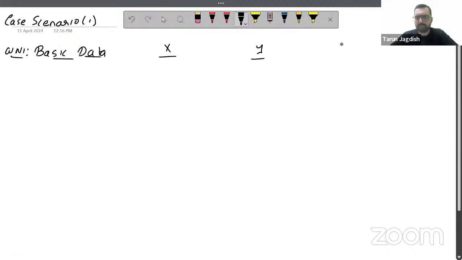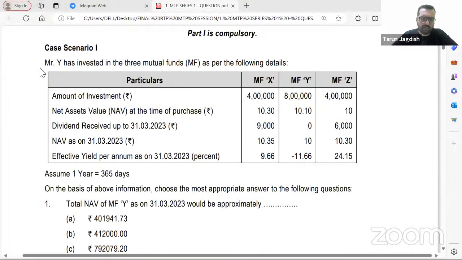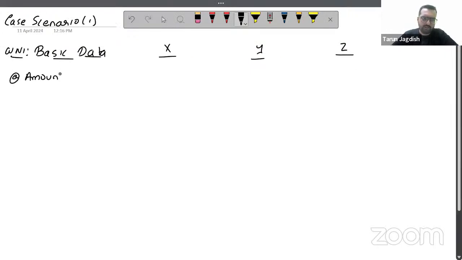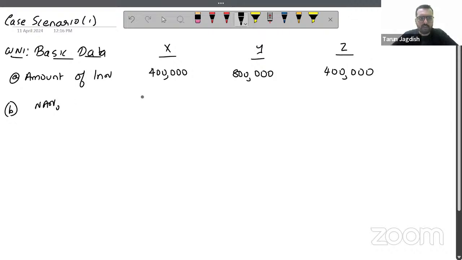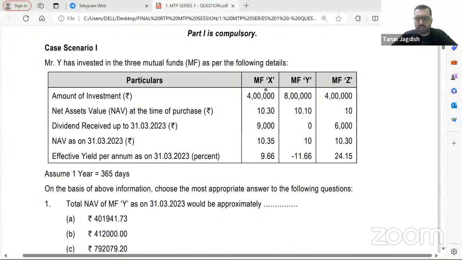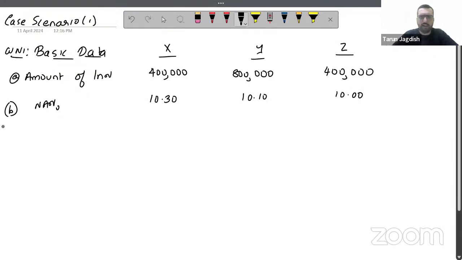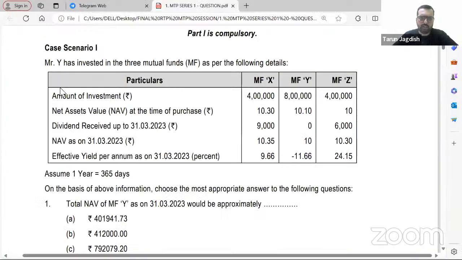Mutual fund X, mutual fund Y, and mutual fund Z. Here you will have the amount of investment. That is 4 lakhs, then you have 8 lakhs, and the third one is again 4 lakhs. NAV at the time of purchase, NAV 0, is how much over here? 10.3. Then you have 10.1, and then you have 10. Dividend they have given at the time of purchase.